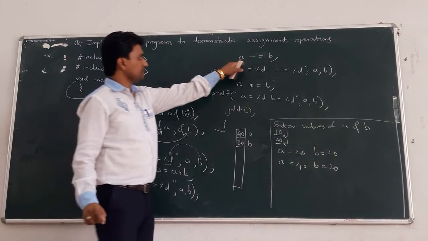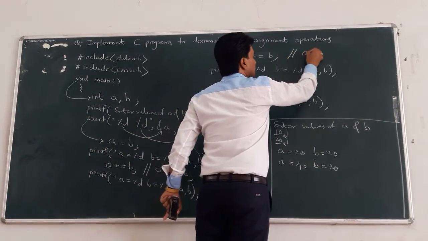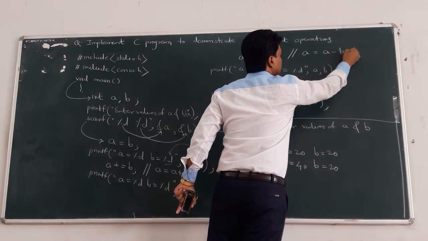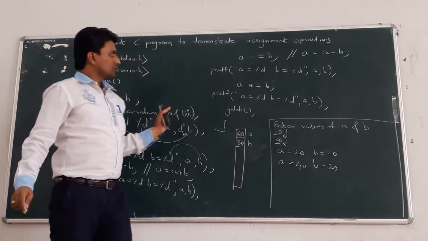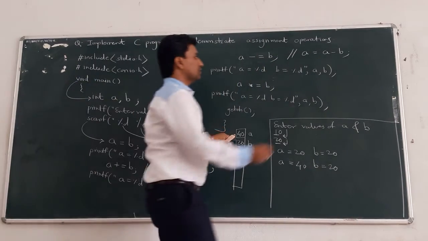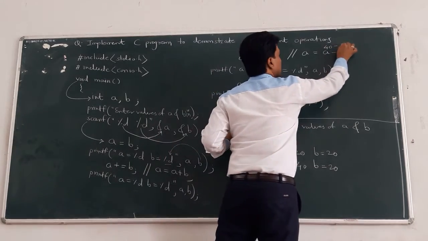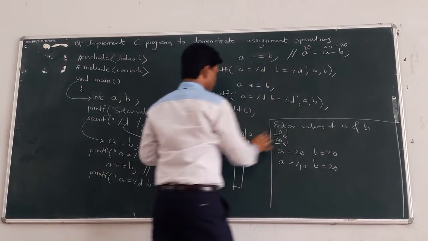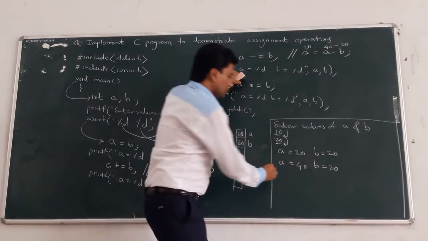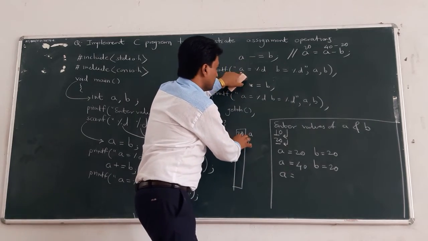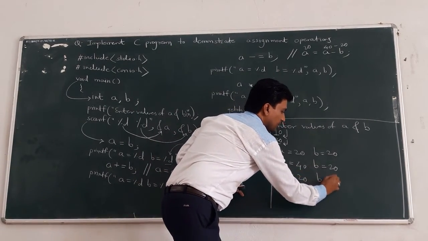Next, A minus equal to B means A is equal to A minus B. This is its longhand notation. Clear? So what is the current value of A? A is equal to 40. So 40 minus B, 20. So now it becomes 20. So again A becomes 20. After that, A is equal to the current value of A. What is the current value of A? 20. And what is the current value of B? Again 20.